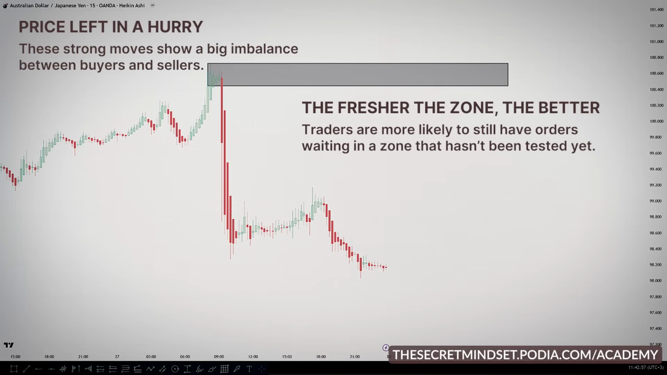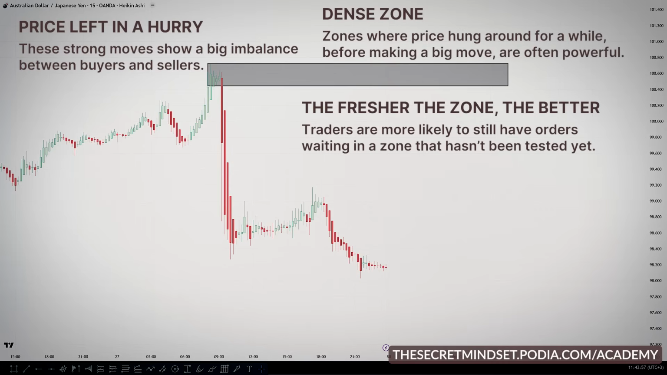Then focus on zones near the current price. Don't try to plot every zone since the beginning of time. And finally, look for dense zones. Zones where price hung around for a while before making a big move are often powerful. It's like pressure building up before an explosion.